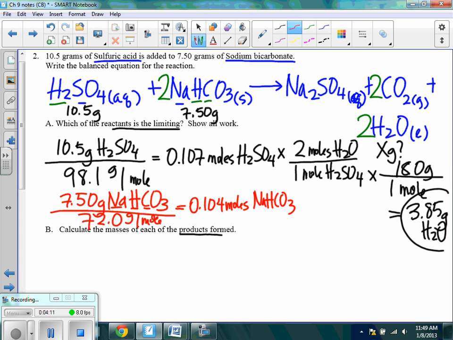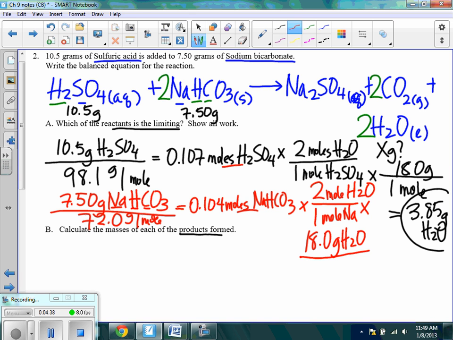NaHCO3. Now, some of you on your quiz, you stopped here and you tried to compare these two. You cannot do that. They are moles of different things. So I need to keep going and get it to the same product. If I do my unknown over known again, I have 2 moles of my water to 1 mole of my sodium bicarbonate. Then I'm going to multiply by the molar mass again, which is 18 grams of water in 1 mole. This is quite a mess. I'm very sorry. And this is going to be 3.74 grams.